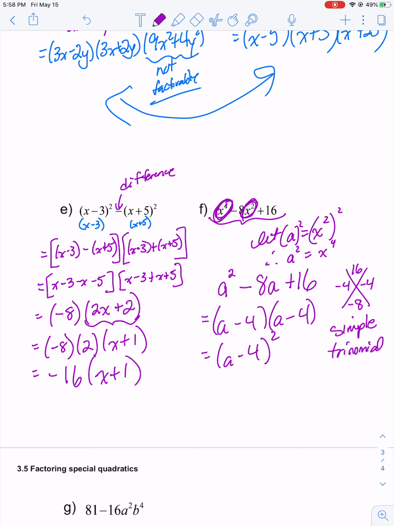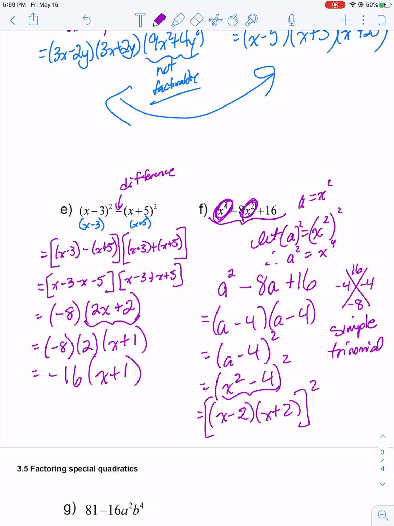However, a isn't what this question started out as. It actually started out with x's. Remember, a was equal to x squared. So then this actually becomes x squared minus 4 squared. But now this crazy thing is difference of squares. So this is x minus 4, nope, sorry. X minus 2, x plus 2, all squared, which is x minus 2 squared, x plus 2 squared. Now it's fully factored. That was a crazy one.